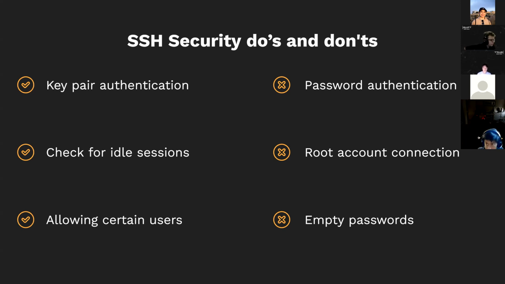And another thing you should do is to allow certain users. So say you only want one user to be able to SSH into a certain machine, you can just say, which I'll go into in the demo, AllowUsers and then the username to allow those users. And on the other part of this, there's also DenyUsers. So say if you don't want someone to be able to connect to a server using SSH, you can just deny that user from accessing the SSH server.